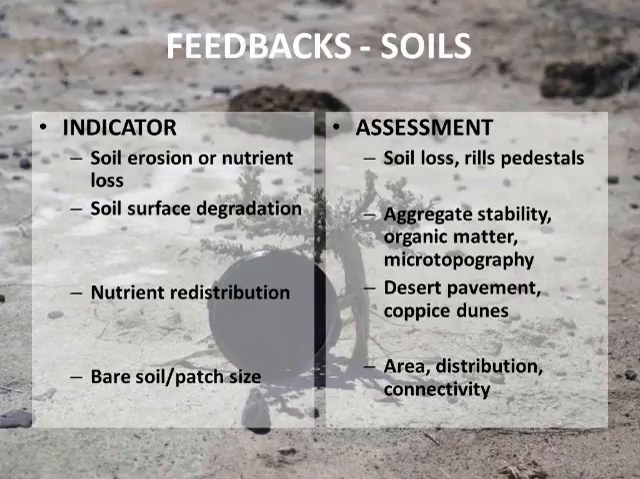Do we have desert pavement? Do we have coppice dunes forming under shrubs where our soils are moving around on the landscape? And then bare soil is obviously an indicator. So are the areas getting bigger? Are they getting smaller? Are they becoming more connected?